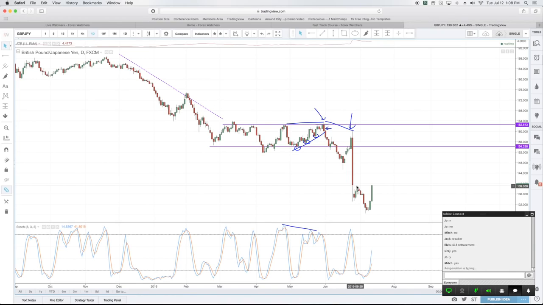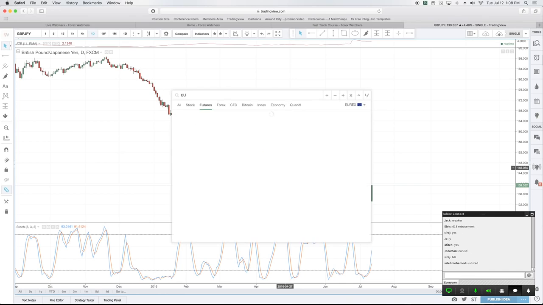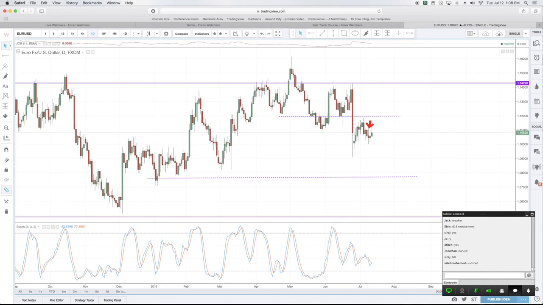Okay, next pair, Euro USD. This can be applied on all time frames. You don't have to do it on the daily, because I'm doing it on daily. We'll work from Euro USD, work to pound. Okay, let's remove all this.